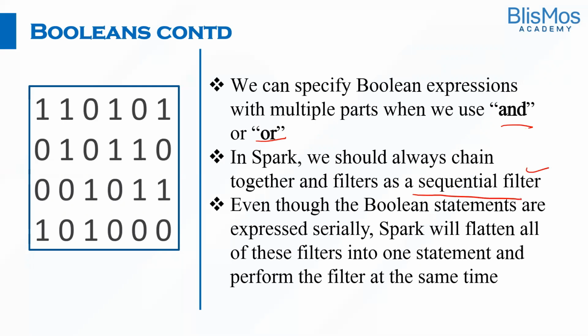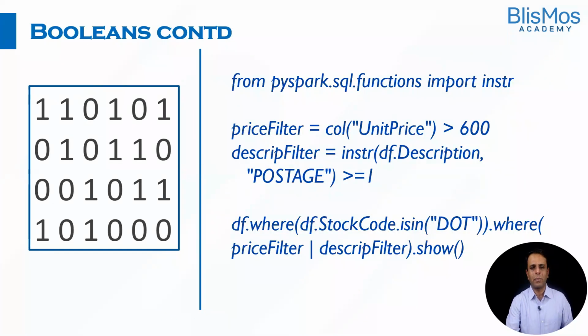It doesn't matter. What Spark does is, whenever you mention multiple filter conditions together, stringing them together, Spark takes care of that optimization by flattening all those filters into one statement and performing the filter at the same time. That is what Spark is doing. Spark has that intelligence. We need not worry about that. We'll see that as an example.